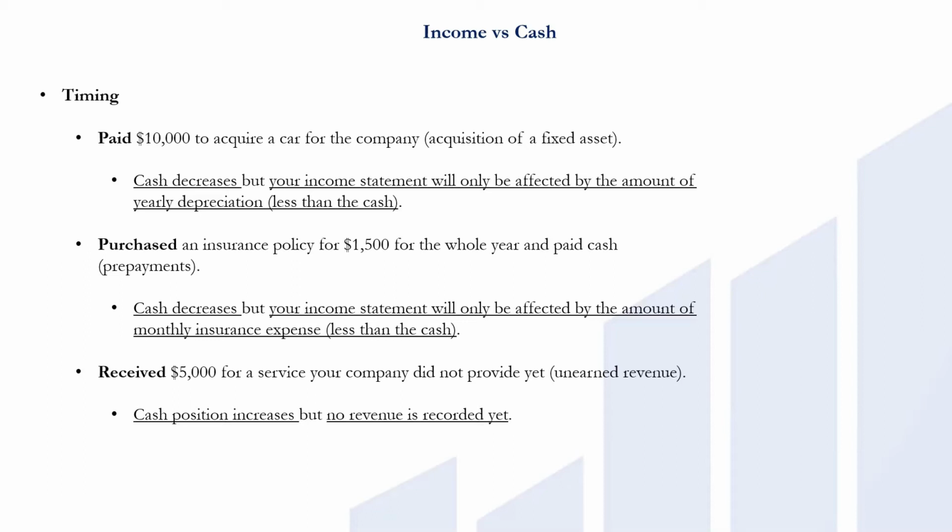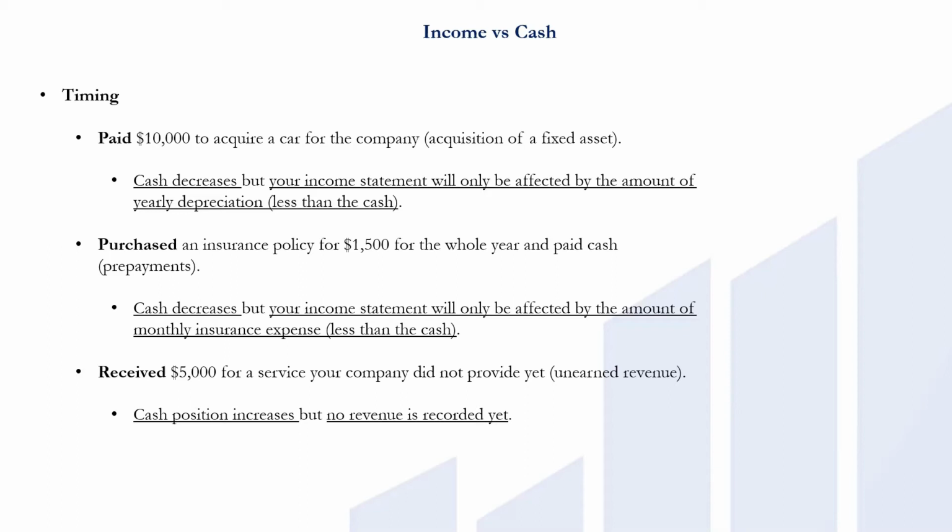Moreover, imagine that you have purchased an insurance policy and paid $1,500 in cash for the whole year. This is what we call a prepayment, which means, guys, that you paid $1,500 cash, so your cash decreased, but you do not put the whole amount as an expense in your income statement. Why? Because you have not made use of the whole insurance policy yet.